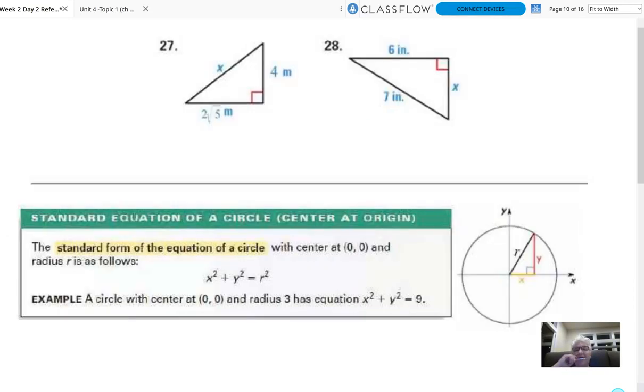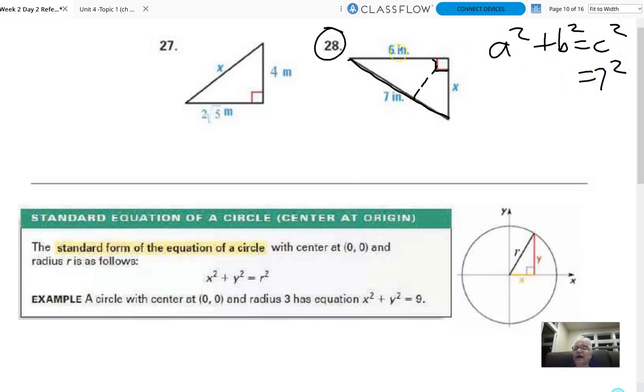This is just a reminder of how we have used Pythagorean in our calculations of our right triangles, and I'm just going to use number 28 to do my example. So I can see that across from the 90-degree angle is 7. So if I'm setting up Pythagorean, c squared is always going to be my hypotenuse squared. The other side they give me is 6 squared. So 6 squared plus the other side squared equals the hypotenuse squared.